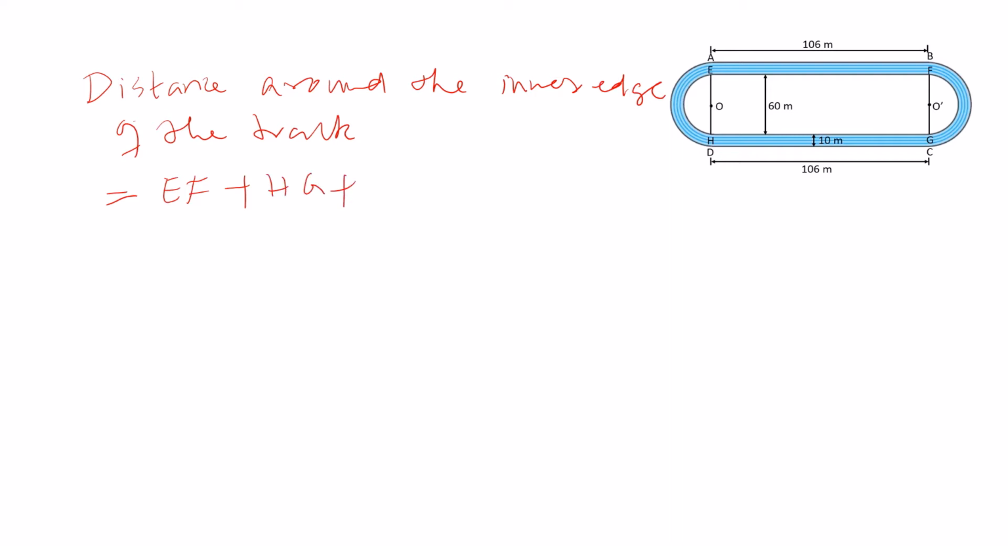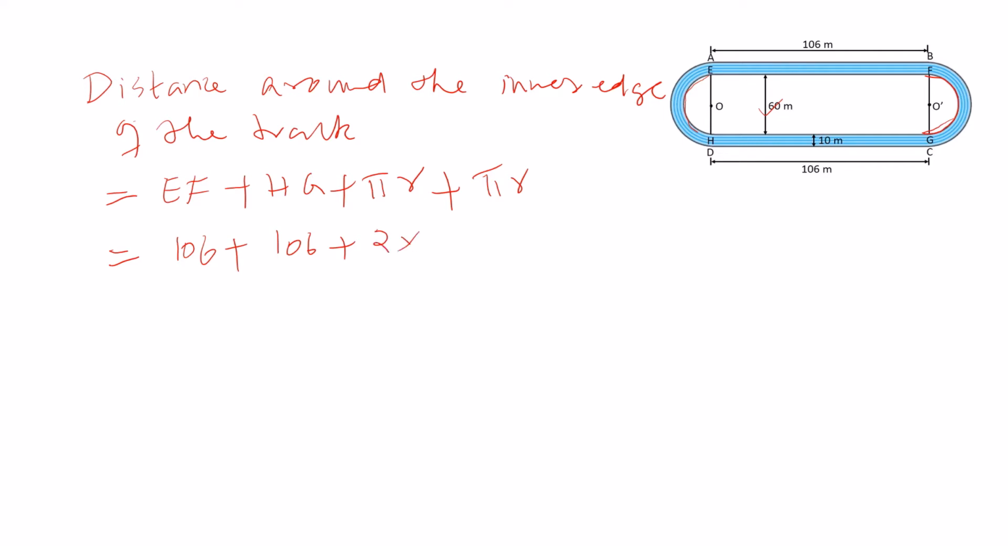Now, this is our semicircular part. The length will be pi R because it is semicircular in shape. And here also we have a semicircle, so again pi R. Now, what is R? You know that the diameter is 60 meters, so the radius will be 60 by 2, that is 30. Now, what is EF? EF is the length of the parallel segment, that is 106. HG is also 106. Now, pi R plus pi R is 2 pi R.